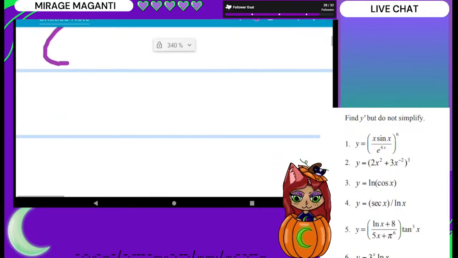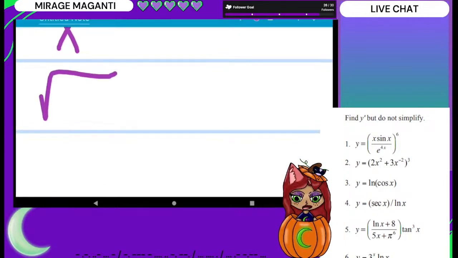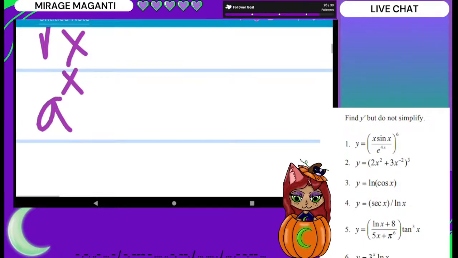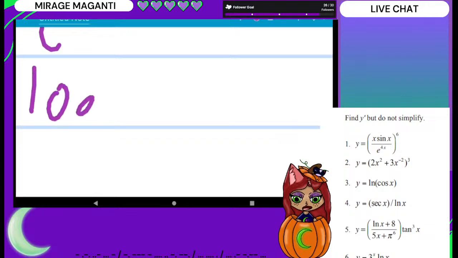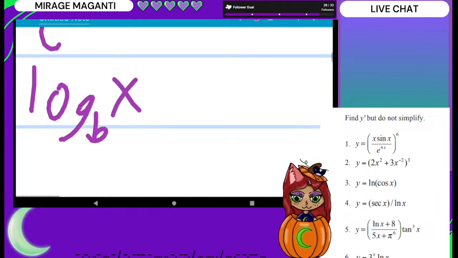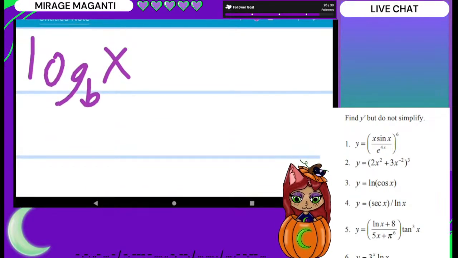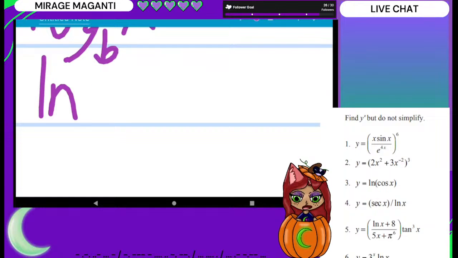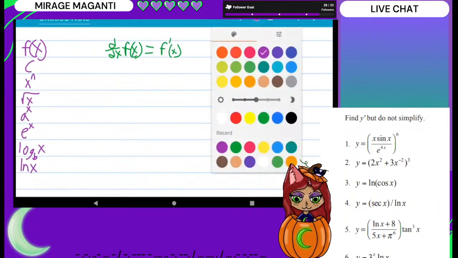We have c, x to the nth power, the square root of x, a to the power of x, e to the power of x, log base b of x, log of x, and then natural log of x. So these are the basic functions here.